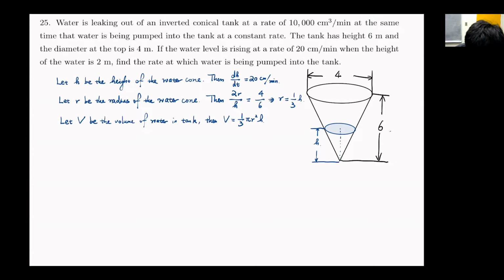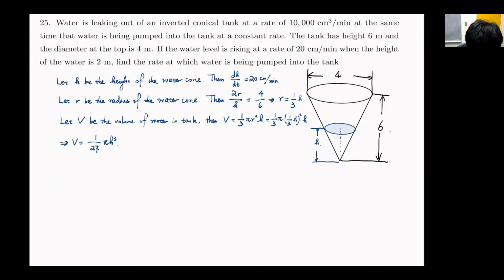And now we know that r equals 1/3 h, so we could actually write it as 1/3 pi times the square of 1/3 h times h. That way we get V equals 1/27 pi h cubed. So that's the volume in terms of the height. Okay, so now we want to figure out the rate at which water is pumped.